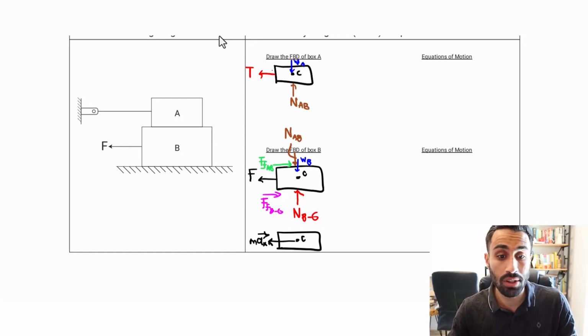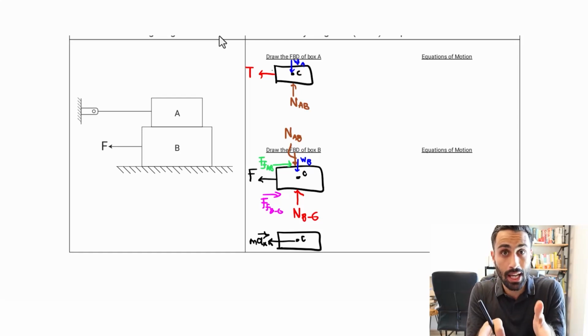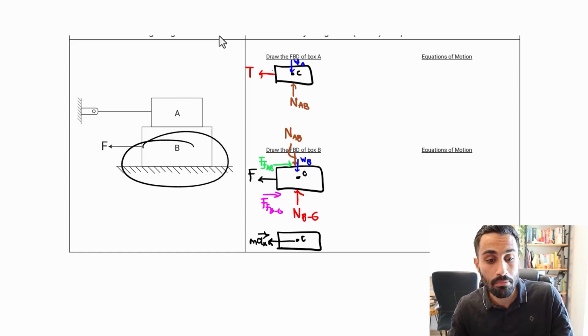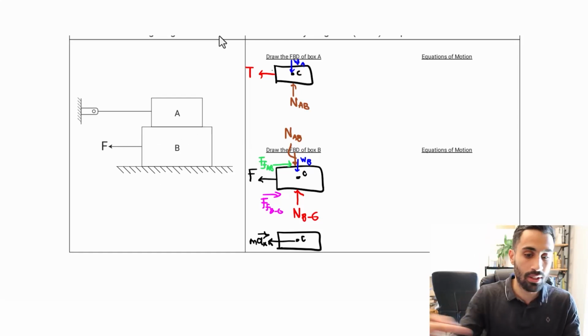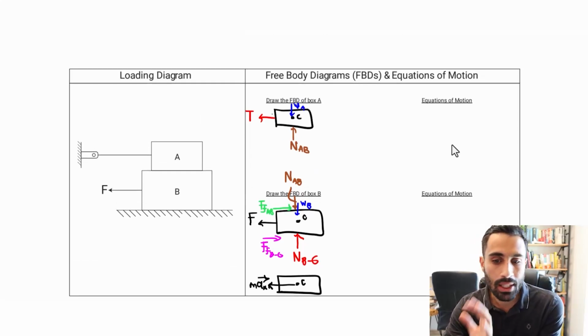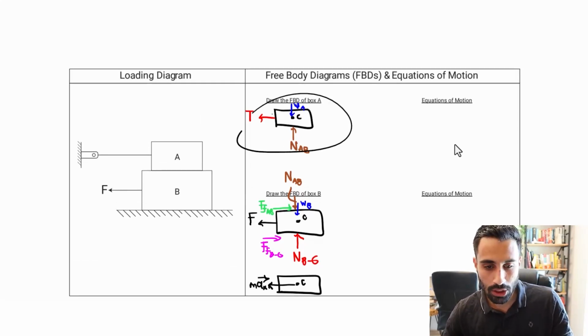The direction of motion for that doesn't occur because this is going to be static. It's not going to move. The only thing that moves is block B to the left. With that said, we're going to have equations of motion. Let's start with this one real quick.